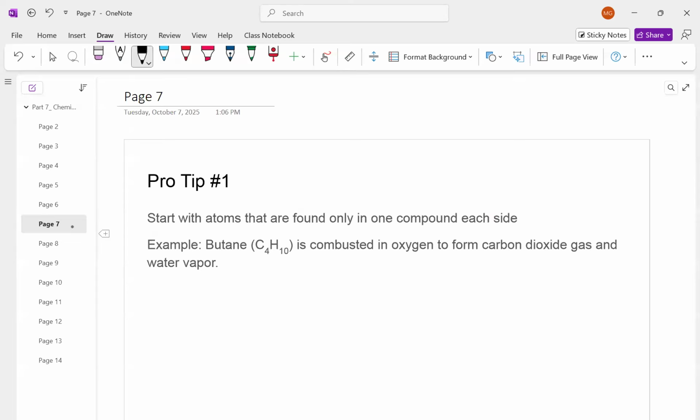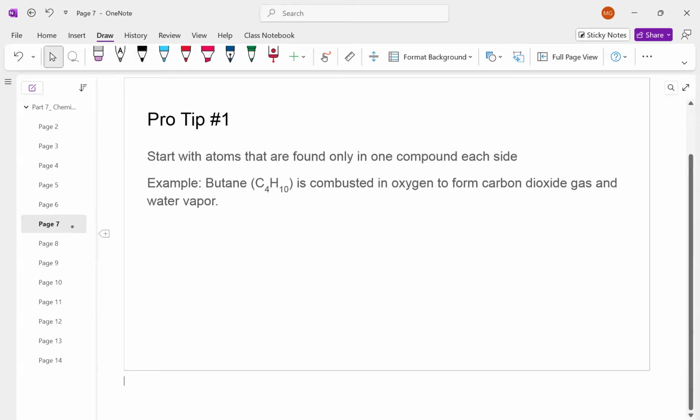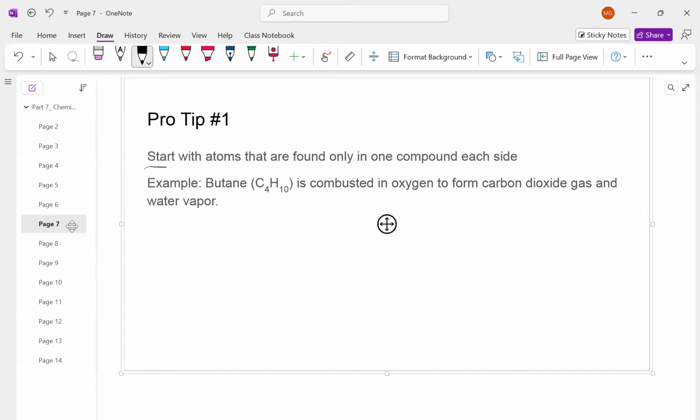So let's talk a little bit about some more complex things. I'm going to give you a few pro tips to go through here. One of the things that you'll use quite often, as a lot of students ask, well, where do I start? Start with atoms that are found only in one compound on each side.